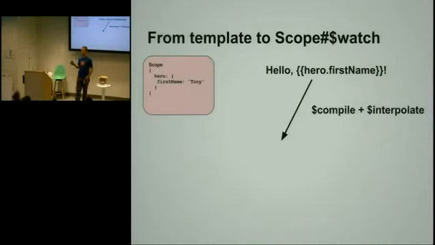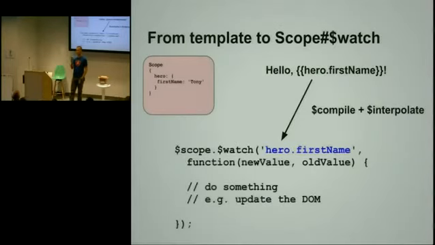If you are doing non-advanced stuff, you don't even need to know about the compile service at all. The point is that we compile the template, and what we extract is the actual expression that we need to be watching. And we create a new watch on the scope.